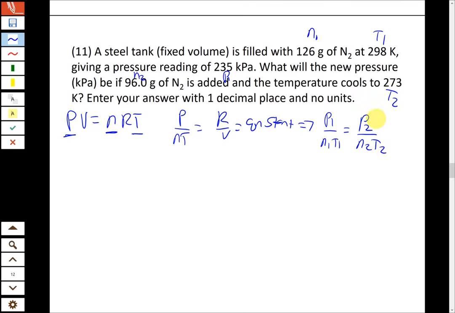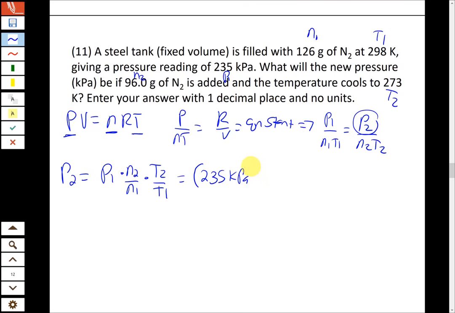And then what we're solving for here is the final pressure P2. So P2 is going to be the initial pressure P1, times the ratio n2 over n1, and then the ratio T2 over T1. And then we just start plugging things in. We want the final pressure to be in kilopascals. The initial pressure is also in kPa, so we're just going to use that number directly. R dropped out, so we don't really care what our pressure and volume units are anymore. And then the ratio of n2 over n1.